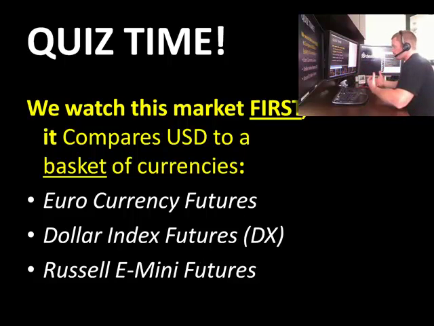We watch this market first. This market is the catalyst. And this market, even though it's a small market, it's very effective because it compares the US dollar with the basket of currencies. Is it the Euro currency futures? Is it the dollar index futures? Or is it the Russell E-mini futures? You guys know the answer?